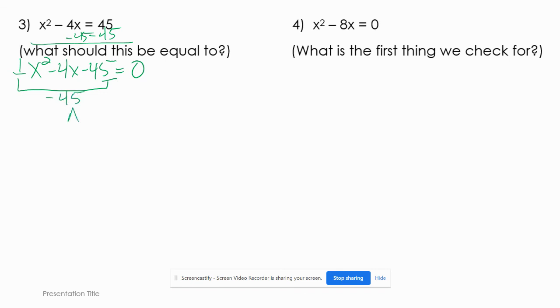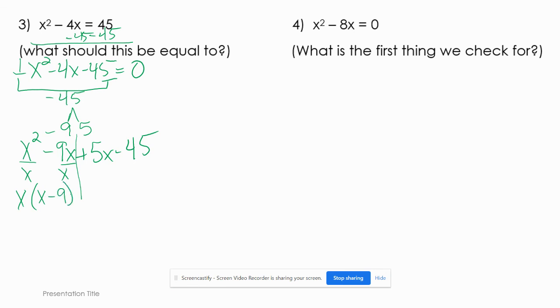Two numbers that multiply to negative 45 and add to negative 4 are going to be negative 9 and positive 5. Keep that x squared minus 9x plus 5x. Keep the negative 45. Split that in half. Your common factor on that left side is x. Pull out x, we're left with x minus 9.